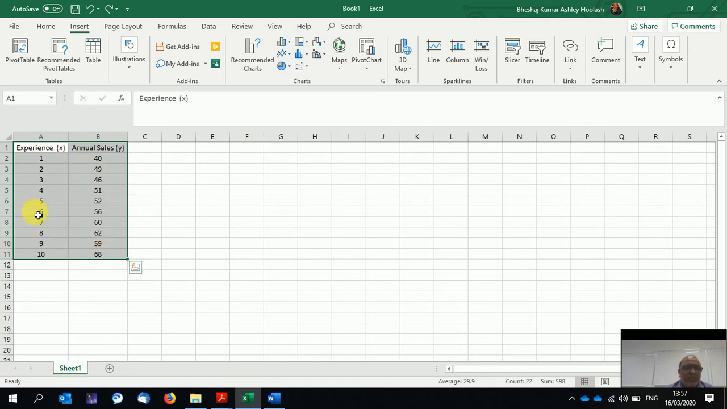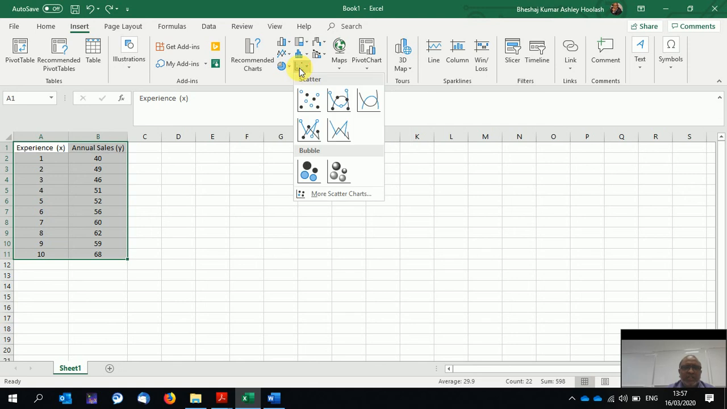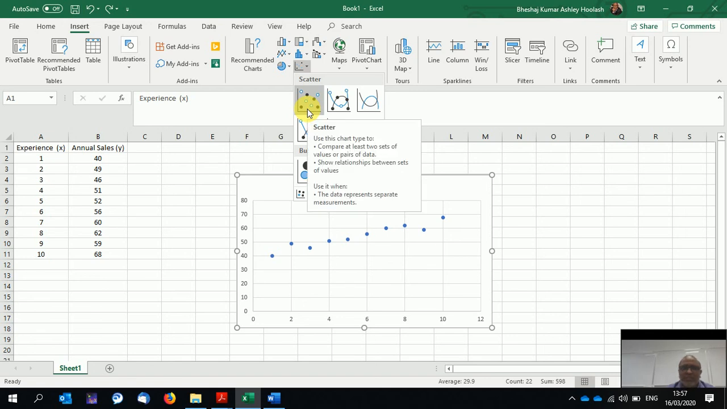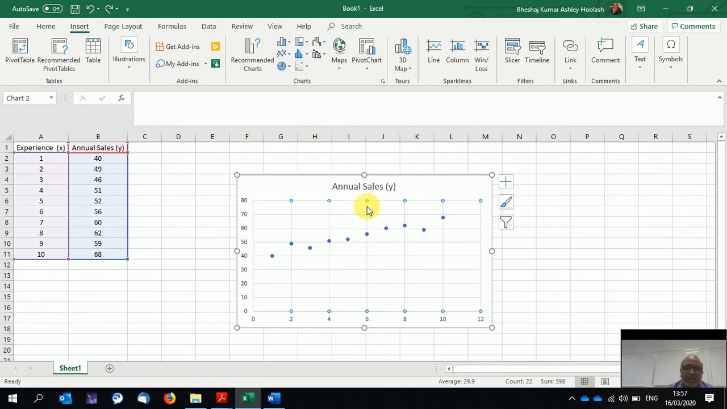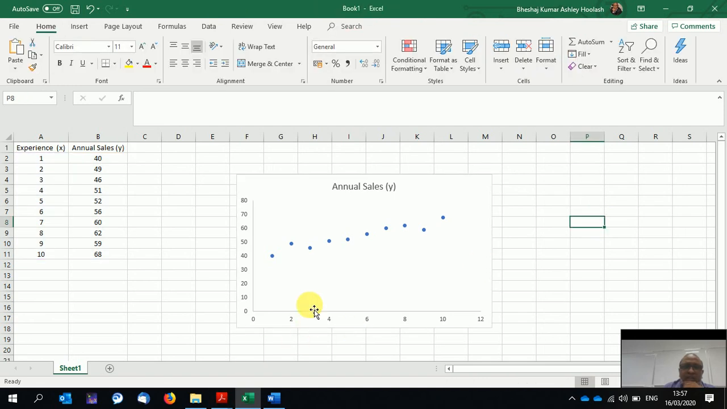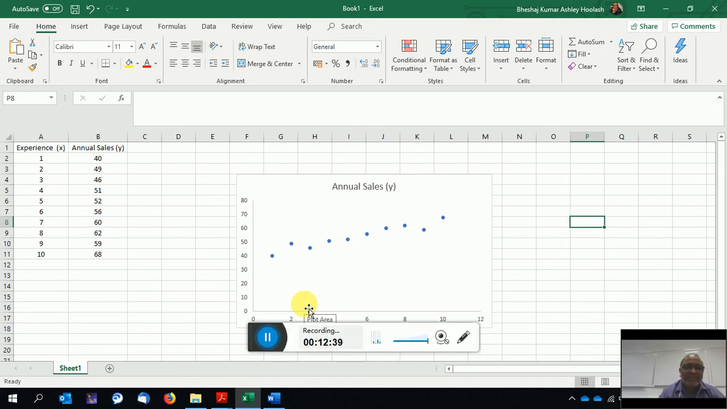I highlight the whole set of values, click on insert, scatter charts, and you can get it here, scatter. If you want to put the lines, it's not important right now. So you can just get the scatter point. I personally do not like the grid here. So this is how the values are scattered on the graph.